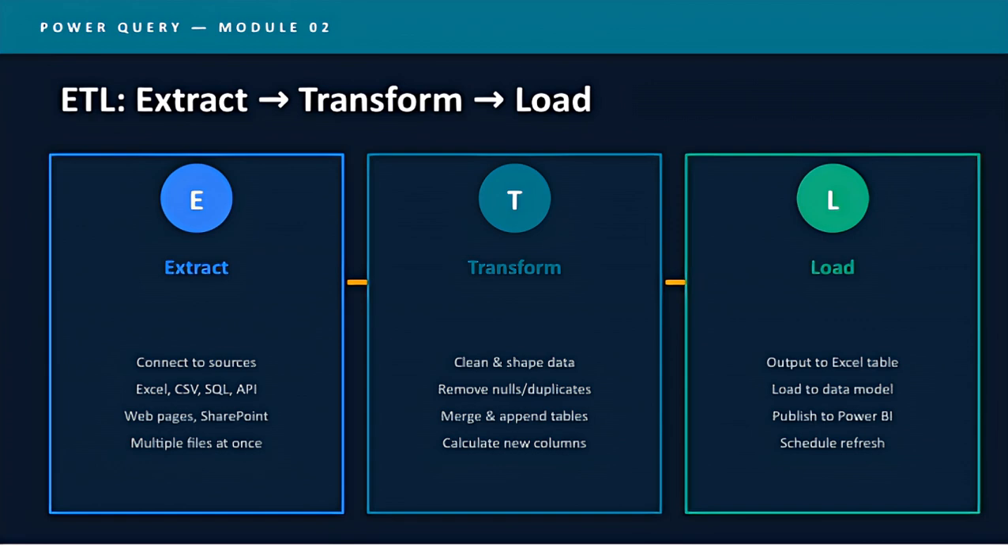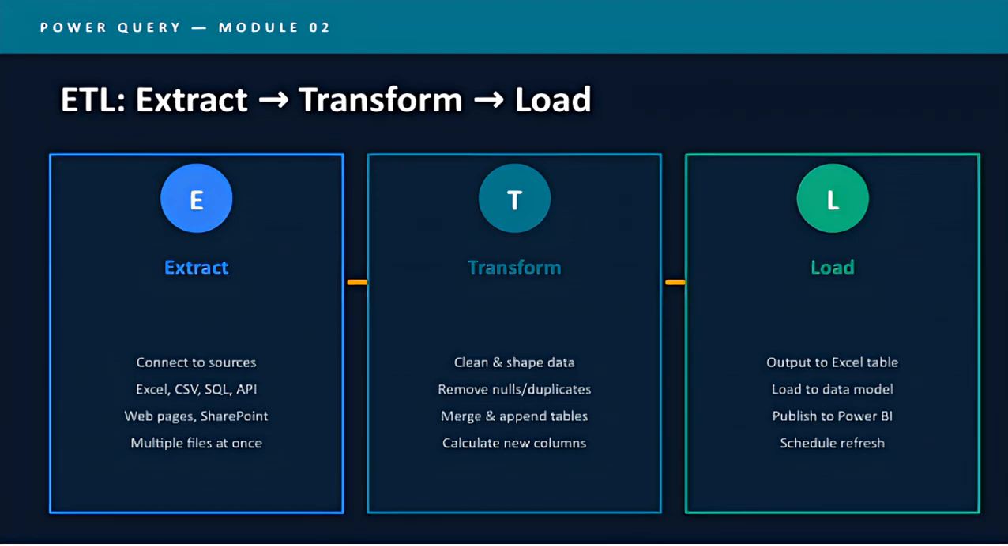The load step is where all the transformed data finally gets into its destination for analysis. On the transformation side, we start by connecting to our data sources, whether it's Excel files, CSVs, SQL databases, APIs, web pages, or SharePoint.